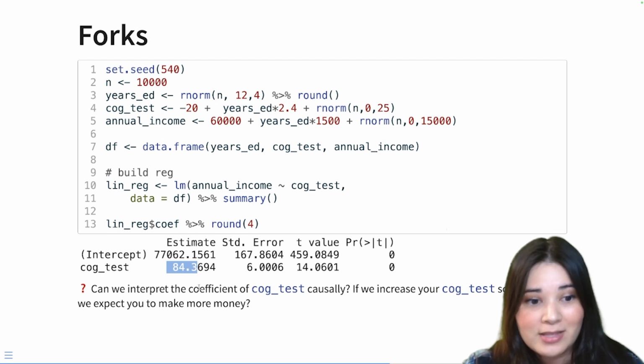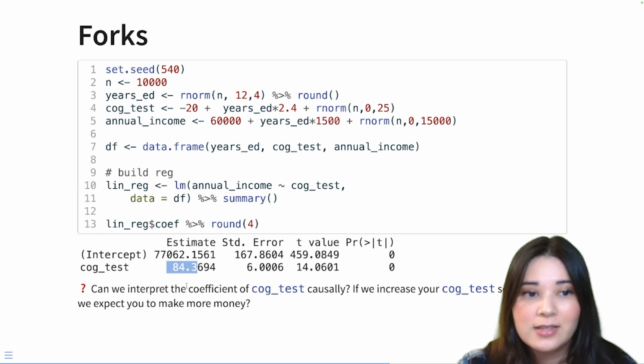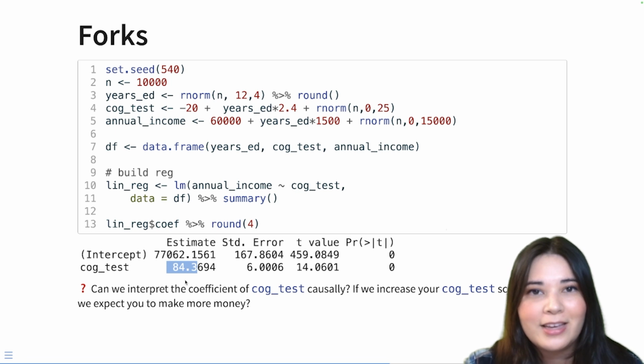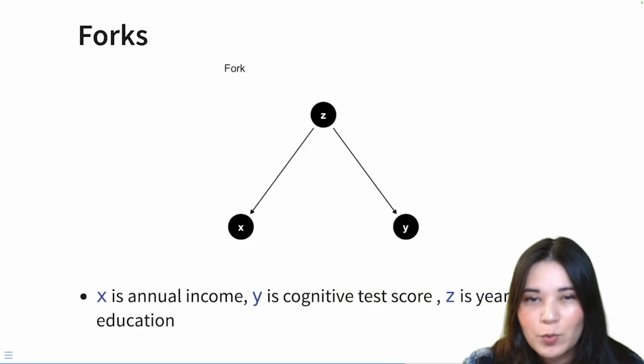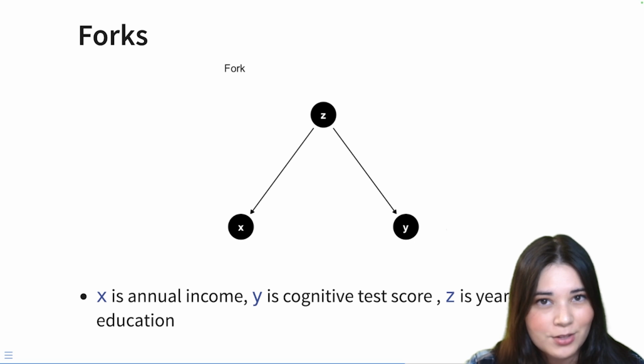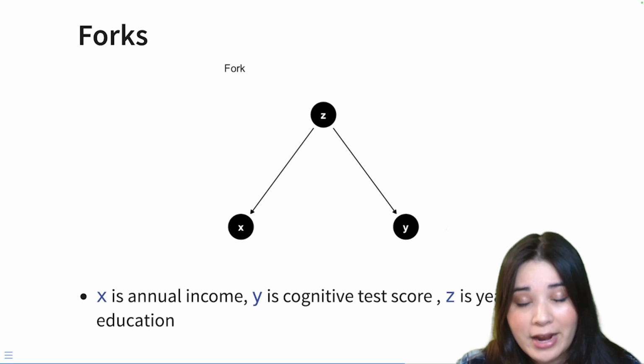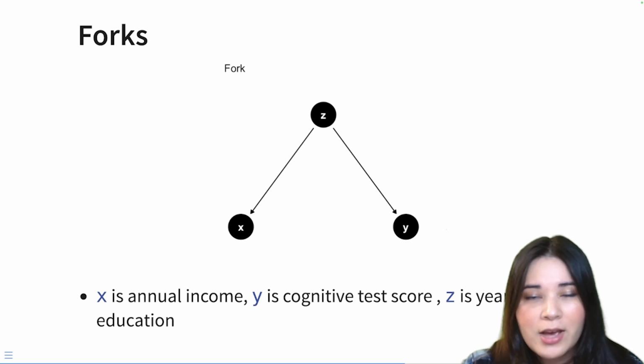In this case, we might say that cognitive tests increase your annual income. But based on what we know about DAGs, we know that we might have to be a little more careful in our interpretation of this coefficient. Remember, in this case, we happen to know that cognitive test scores and annual income are not related at all. We can tell that because the DAG has no arrow between X and Y. They do not cause each other at all.